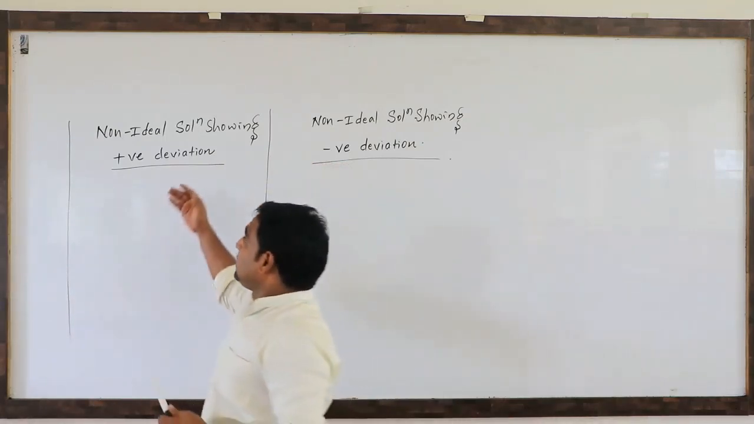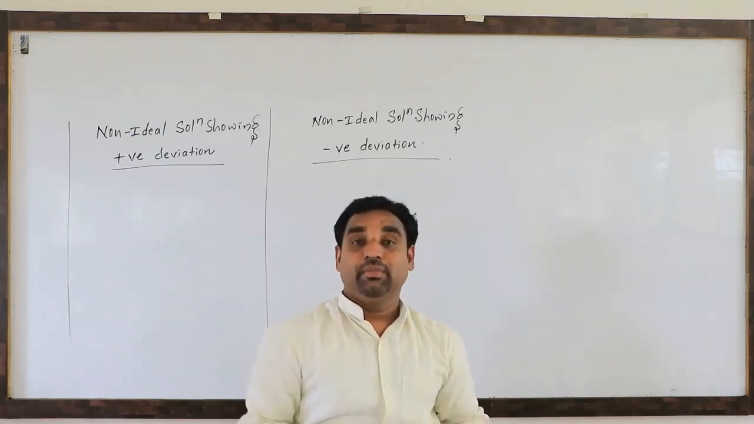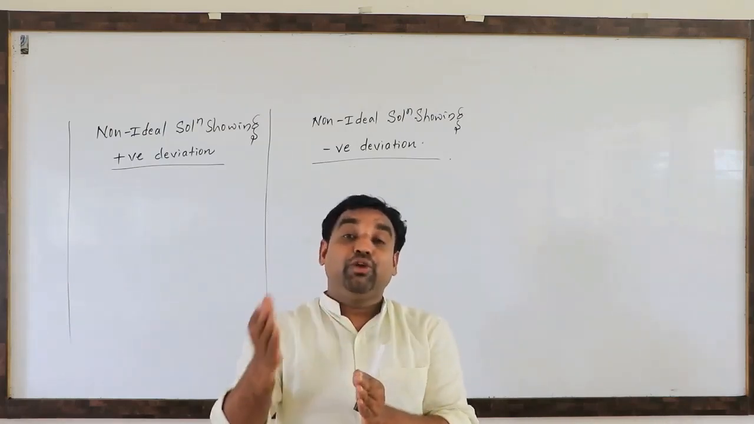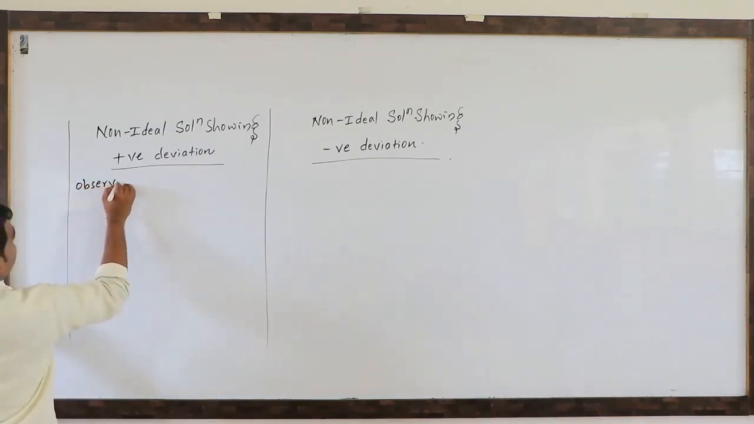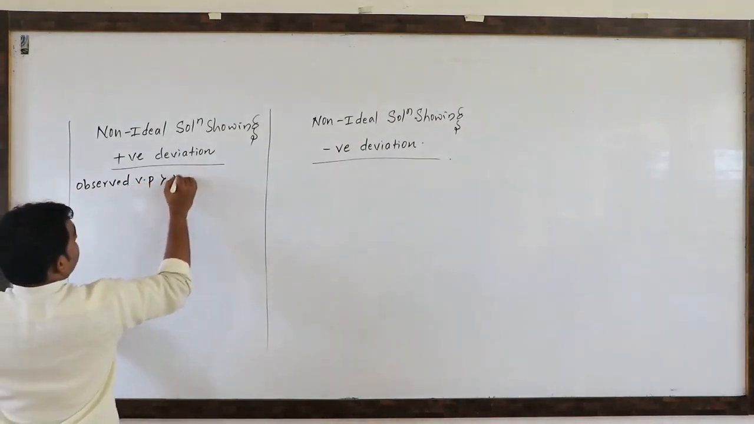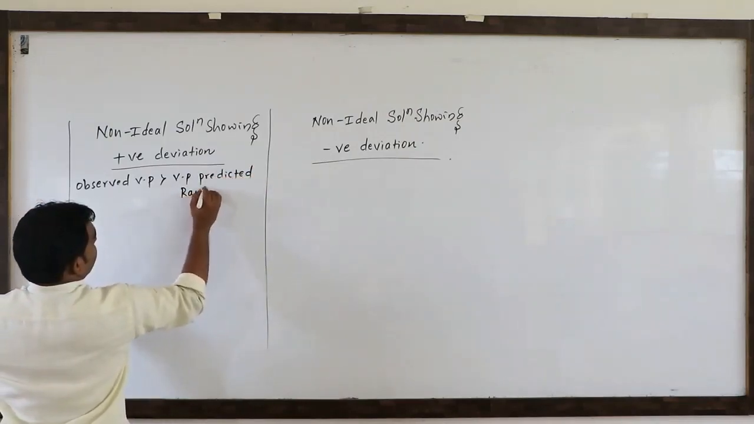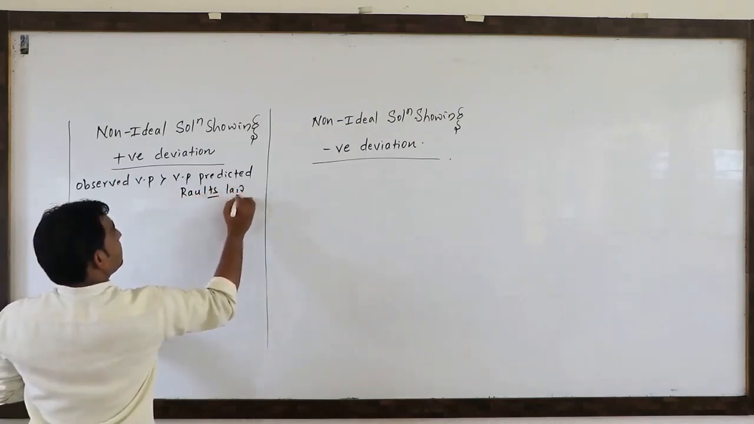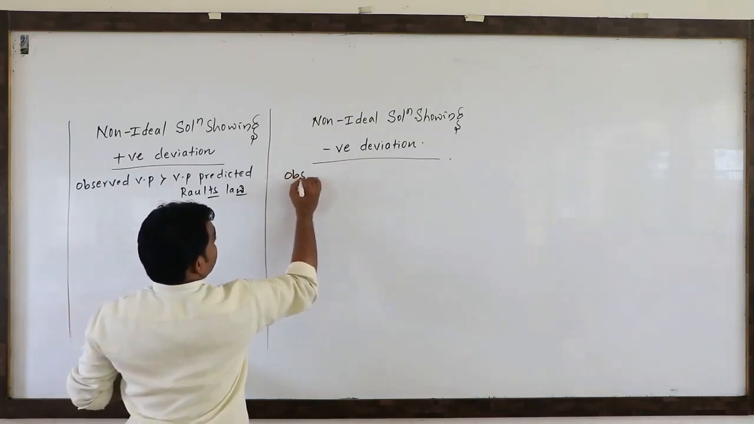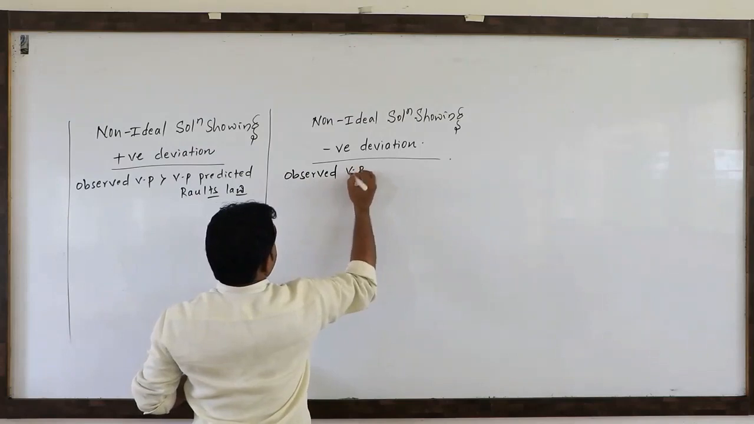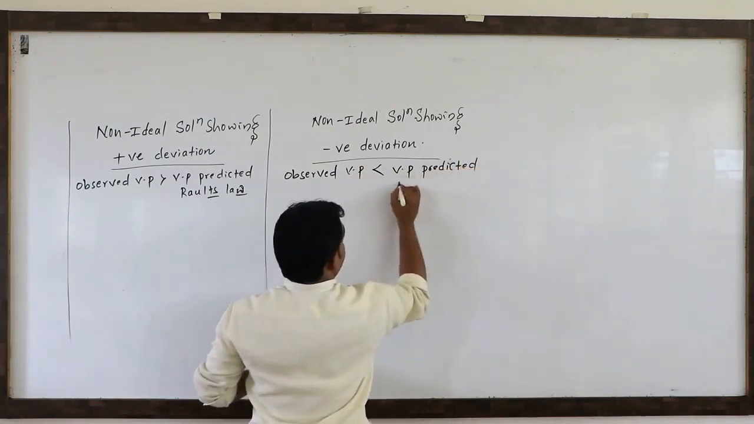If a non-ideal solution shows positive deviation, it means the solution has a higher vapor pressure than predicted by Raoult's law. It means the observed vapor pressure is more than the vapor pressure predicted by Raoult's law. And a non-ideal solution showing negative deviation means the observed vapor pressure is less than the vapor pressure predicted by Raoult's law.